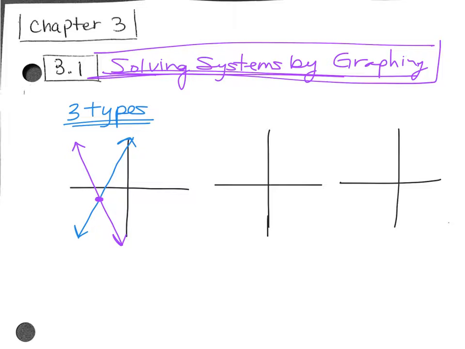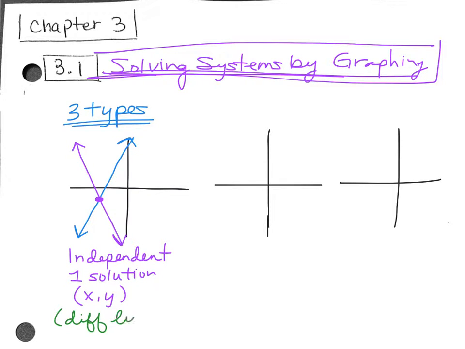When they meet at just one point like that, we say that is independent. Which means there is one solution. Your solution is a point, x, y. Basically, what you need to think is you have different lines. If you have two different lines, they are independent, it's one solution, your answer is x, y. Good.